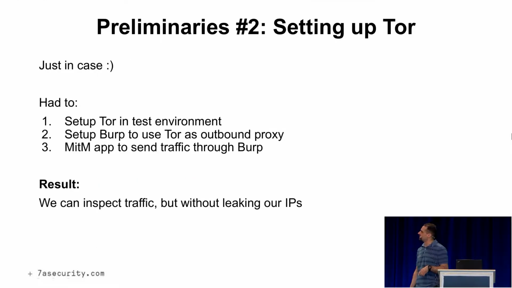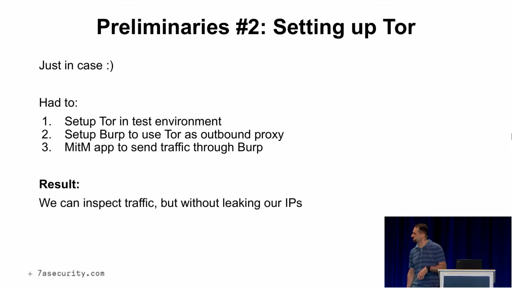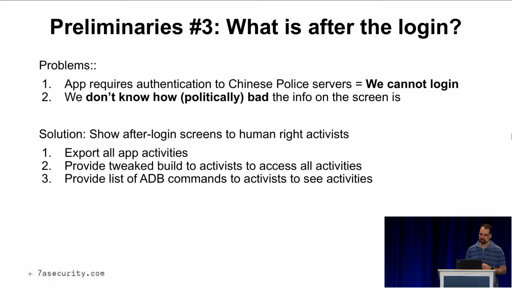Now, another thing was just in case, just set up Tor. So if you're checking an app that you don't really know, when you man in the middle, just set Tor as an outbound proxy to Burp, and you can still inspect the traffic. But if they go after you or whatever, you have some peace of mind that they hopefully won't know your IP, right? So that's another thing that we did.